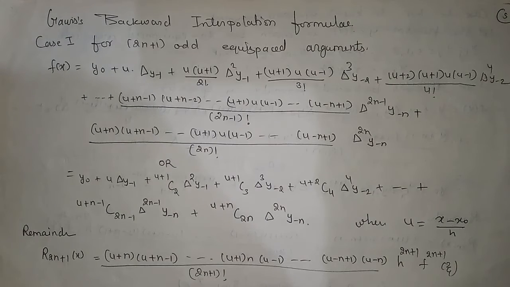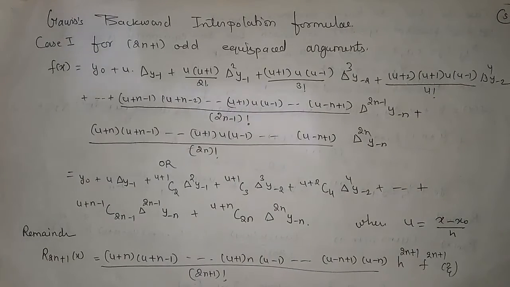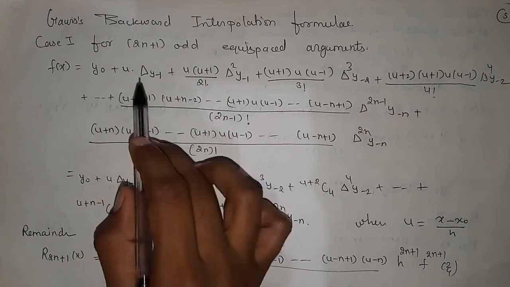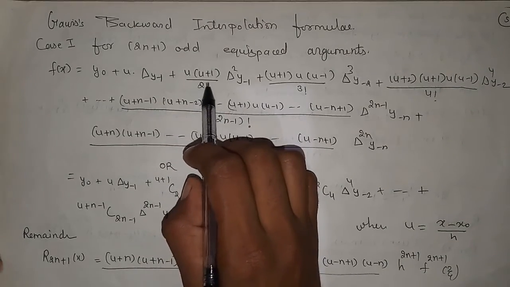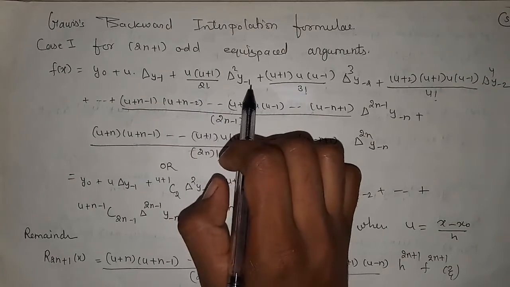Now next we have the Gauss backward interpolation formula. There are again two cases: one is for an odd number of equispaced arguments and one is for an even number. For the odd case, we have the formula as y0 plus u delta y−1 plus u(u+1)/2! delta² y−1.